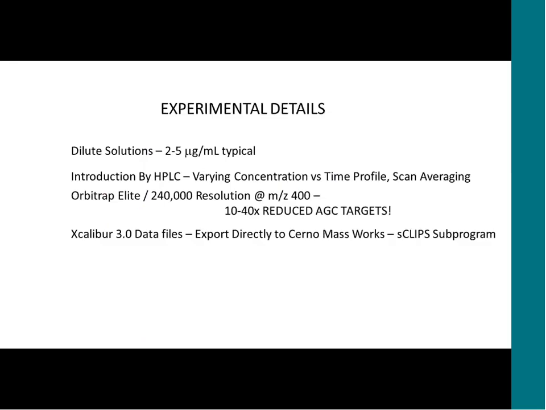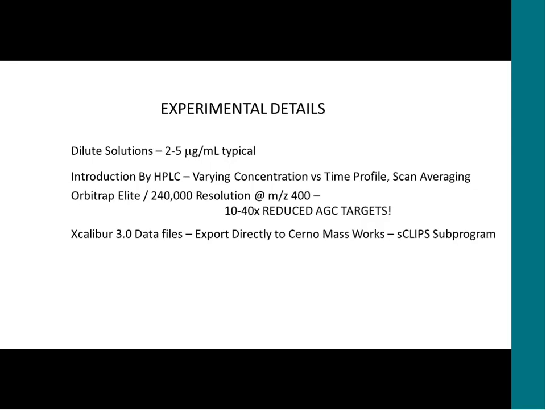Okay, here's some experimental details to give you an idea: is this really tough? How tough is it? I typically would work with dilute solutions of materials, 2 to 5 microgram per mil, typical. We like to introduce things by HPLC because it gives you a varying concentration versus time profile, and that kind of allows you to cherry pick the best data as you examine the profile and see which spectra have the highest quality. In my work, using an Orbitrap Elite with a 240,000 resolution at m/z 400.